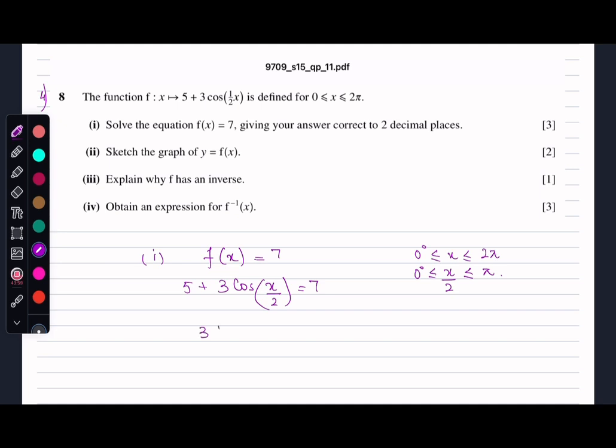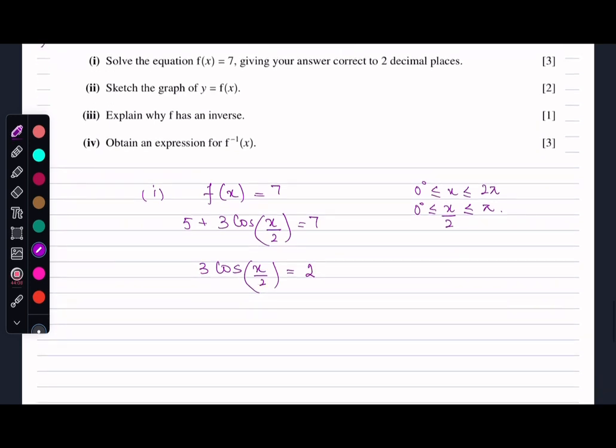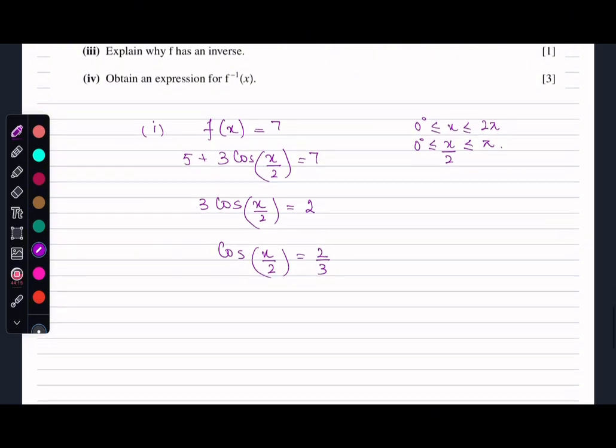I should say it's 3 cos(x/2), and this then shall be equal to 7 minus 5, giving us a 2. Or I can say it's cos(x/2), which shall be equal to 2/3. Further, locate the quadrant. It's a positive cosine, and I will be considering the angles from 0 to π. Therefore, my angle value should be in the first quadrant only, as cosine is positive in the first quadrant and negative in the second quadrant. Therefore, the second quadrant shall not be considered here.